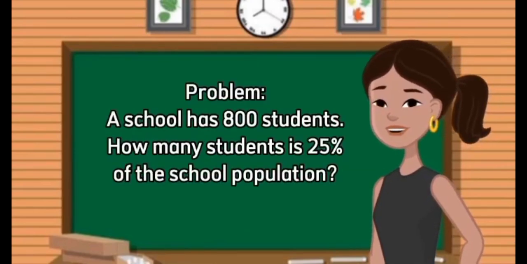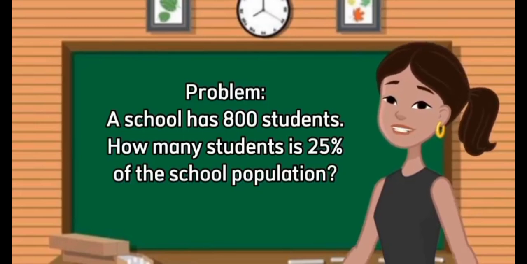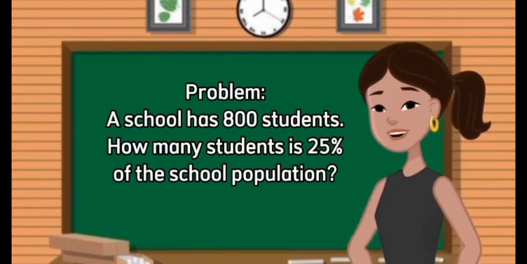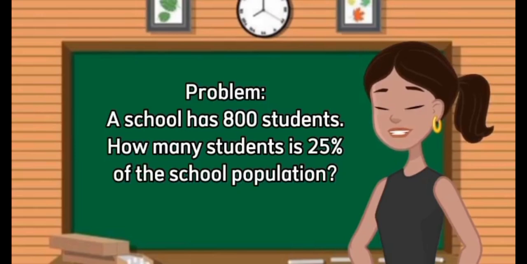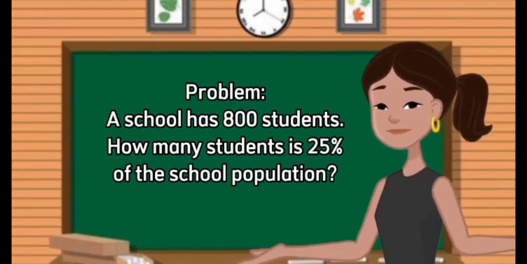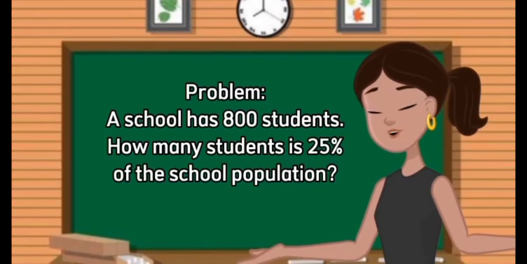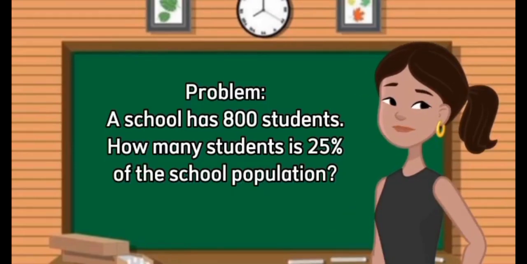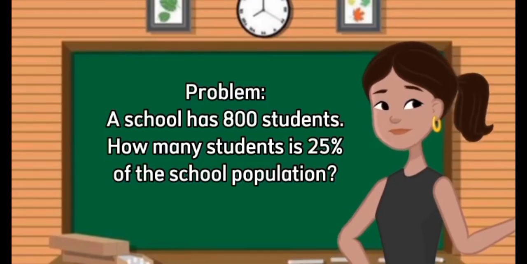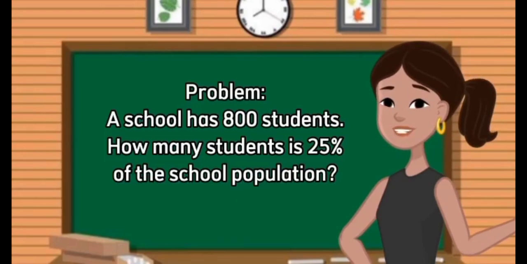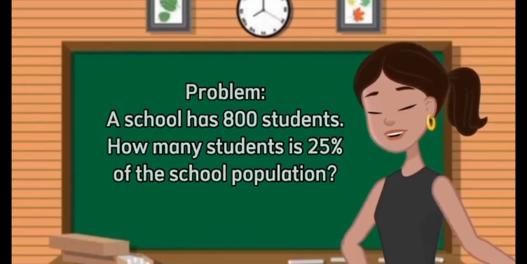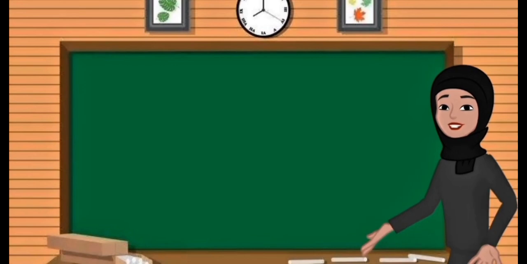Try to solve this problem. A school has 800 students. How many students is 25% of the school population? Remember, first find the 1% of 800 and then multiply it by 25. So write your answer in your notebook. That's all, class.